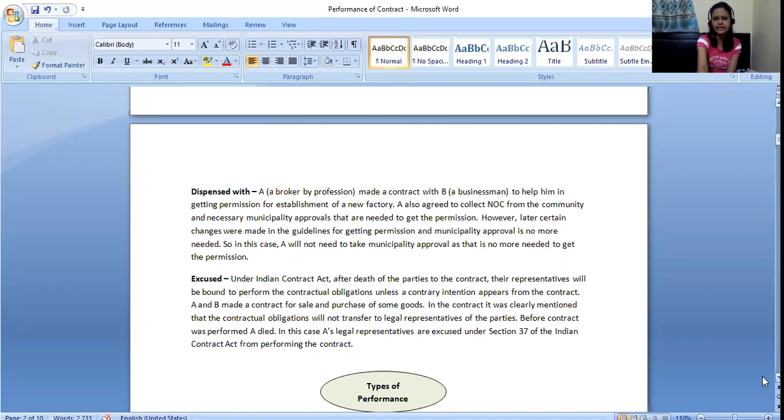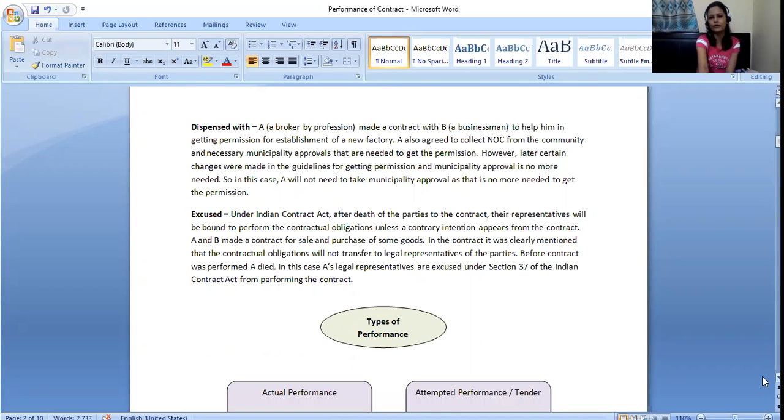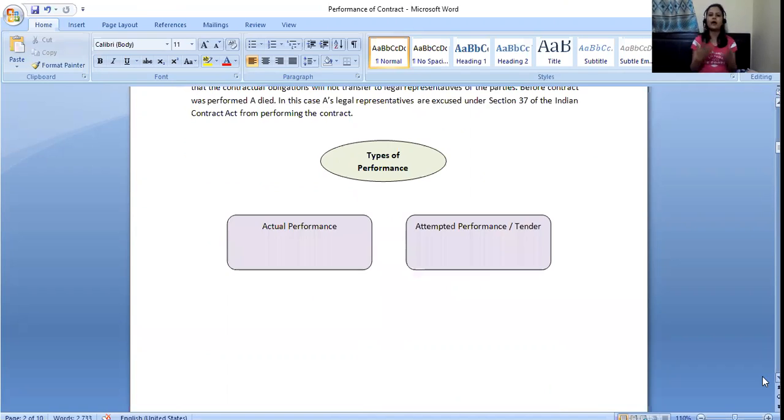Next is types of performance. Now we know that it should be performed, right? But how will we perform that particular obligation? Take for example, I made a promise and that promise I should perform. Now how will I perform it? There are two different ways of performing. First is actual performance and second is attempted performance or tender. So first is actual performance.